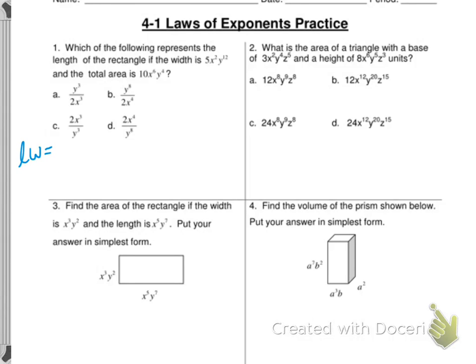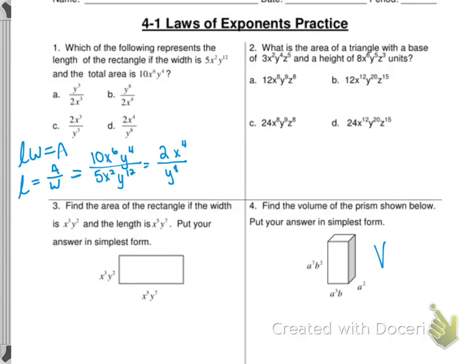I just did a few of them. For example, this first one is a length and area problem. So length times width equals area. So the length is area divided by the width. So I need to take the area divided by the width, and when I do that, I'm going to take 10x to the 6th, y to the 4th, and then divide it by the other term, which was 5x squared y to the 12th.